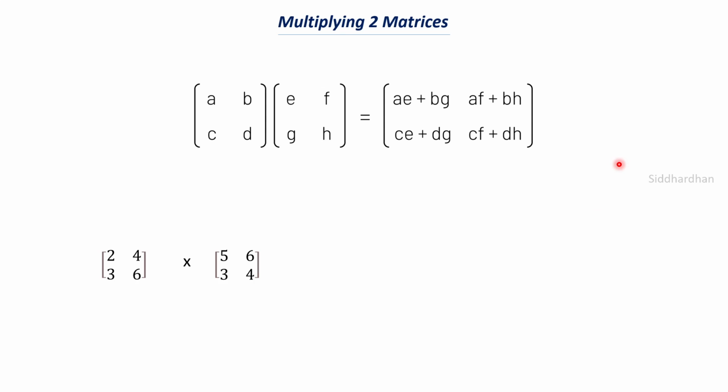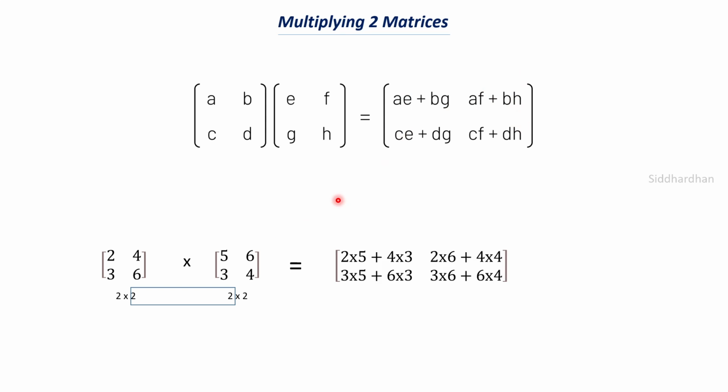And let's take a numerical example. The first thing we need to check for multiplying two matrices is their shape. We need to check whether the number of columns in the first matrix is equal to the number of rows in the second matrix. Only if we have this condition can we perform this operation. So when you use this particular formula, this is what we get.